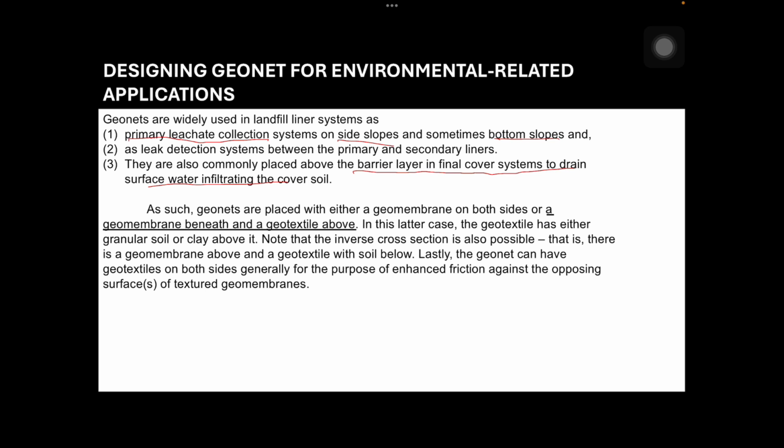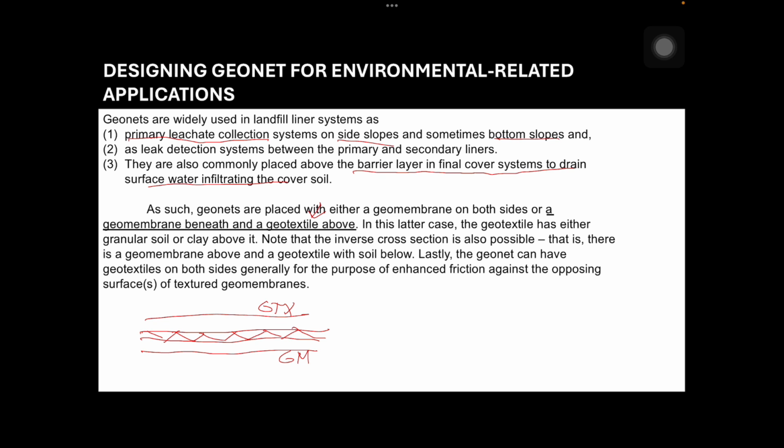As such, geonets are placed with either a geomembrane on both sides or geomembrane sa beneath and sa below, and then geotextile above. So, in this latter case, the geotextile. So, drawing natin muna siya. Ito si geonet. And then, sa taas daw niya is geotextile, GTX. And then, under niya is geomembrane.